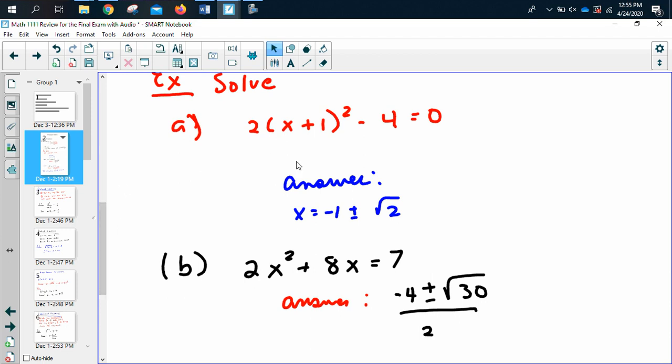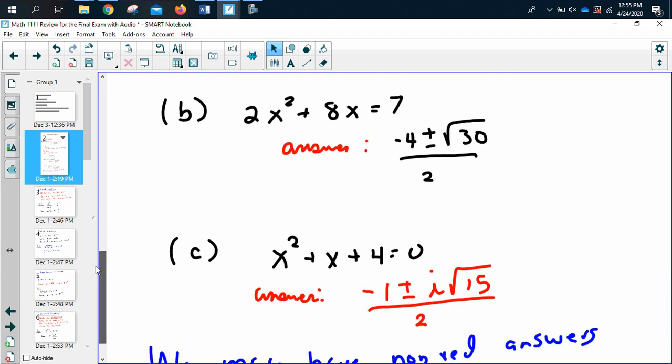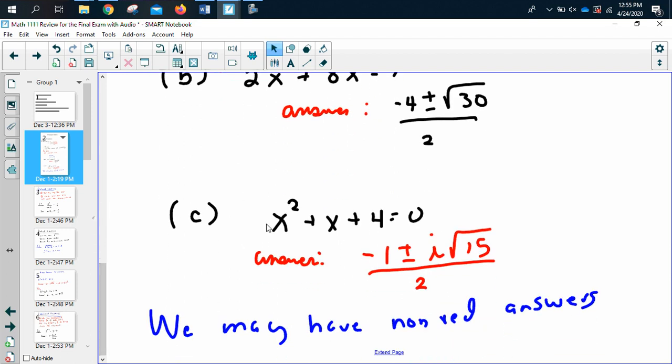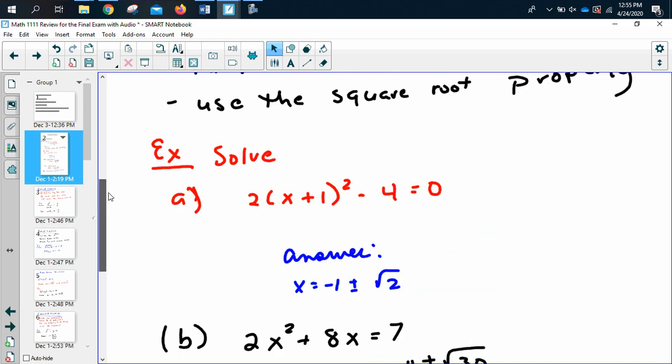So these are all quadratics. This one you could get into the right form and use the square root property. And this one you would need to use the quadratic formula, and same here. Now you may have non-real answers with the i, and be sure that if it says to simplify, you simplify as much as you can.